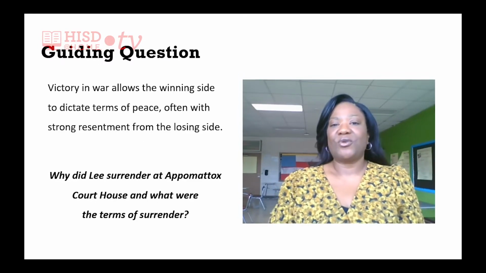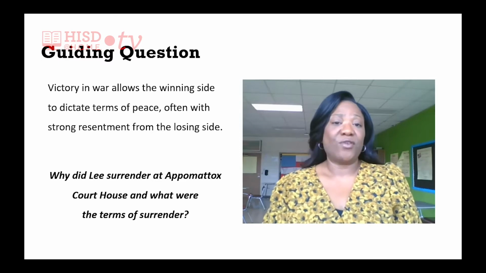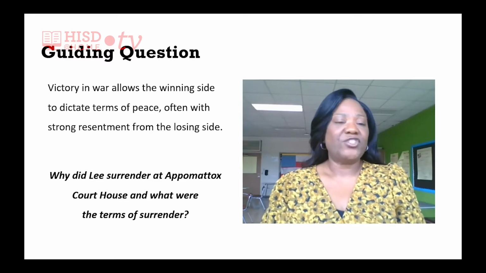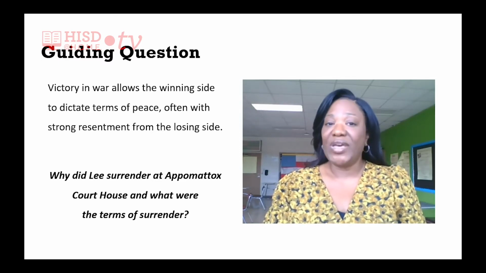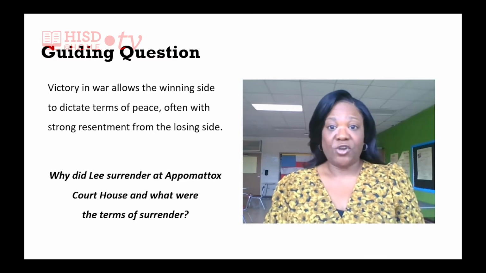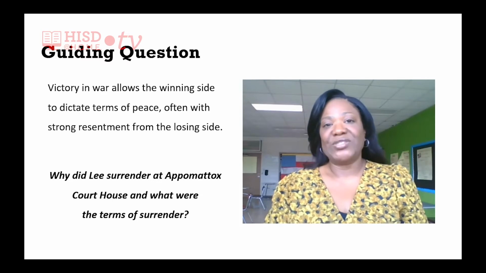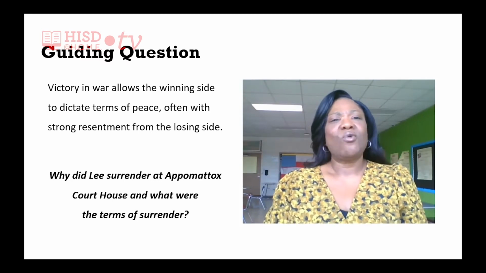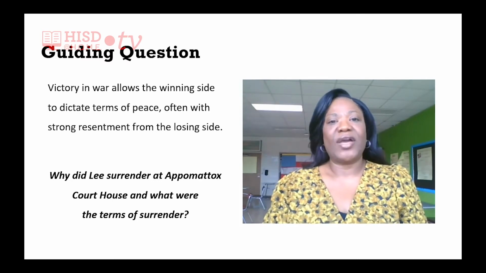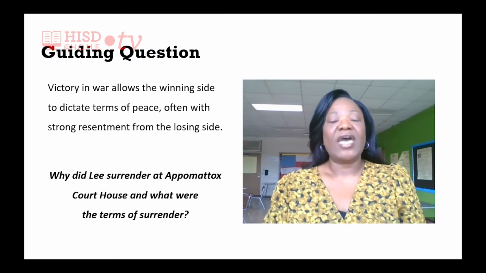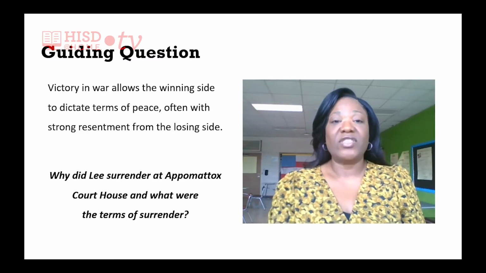So here is your guiding question today and something for you to consider. Victory in war allows the winning side to dictate terms of peace, often with strong resentment from the losing side. So why did Lee surrender at Appomattox Courthouse? And what were the terms of the surrender?